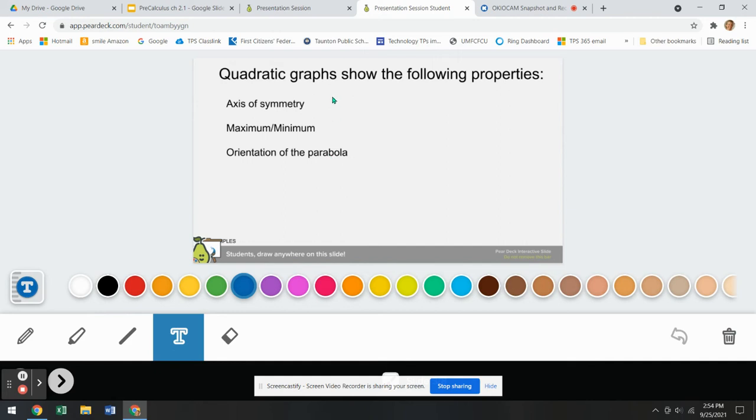Quadratic graphs show a lot of different things. One thing that it does would be the axis of symmetry. So what is the value that you can fold the parabola on so that it will match up with itself? The axis of symmetry will actually be through the x value of the vertex.